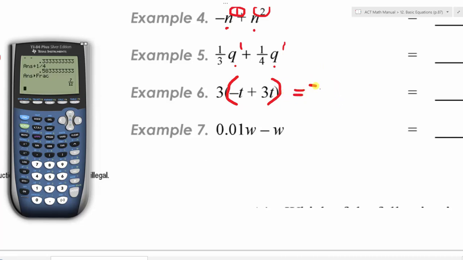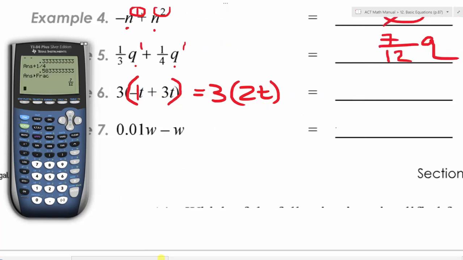So this would equal 3 times, this is negative 1t plus 3 t's, which would give us 2 t's. So this answer here would just be 6t. That's probably the easiest way to attack that question.